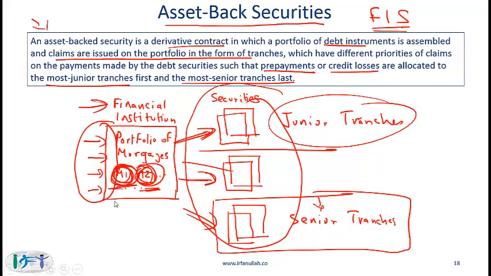One final point, asset-backed securities have several names. You will hear the term CMO or CDO and so on, and these names are based on the type of portfolio that is created. If our portfolio consists of mortgages, then the asset-backed securities are called CMOs or collateralized mortgage obligations. If this portfolio consists of various kinds of debt instruments other than mortgages, then this would be referred to as a CDO or collateralized debt obligation.